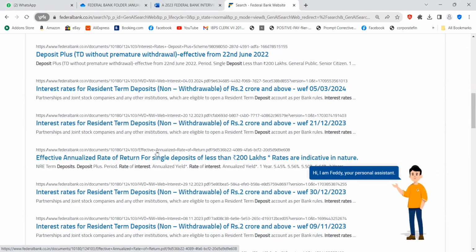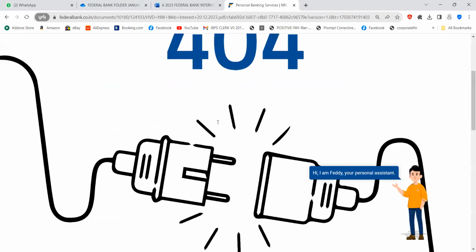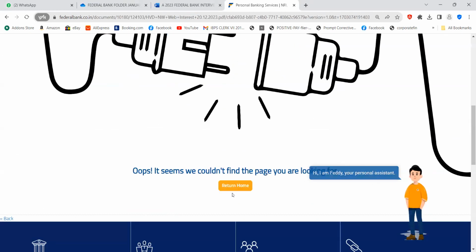See, nowadays there is one type of deposit. One is withdrawable. That is, you can foreclose it. They have introduced one more account: non-withdrawable resident term deposits of rupees 2 crore and above. Non-withdrawable deposits are above 2 crores only, and the interest rates go like this.